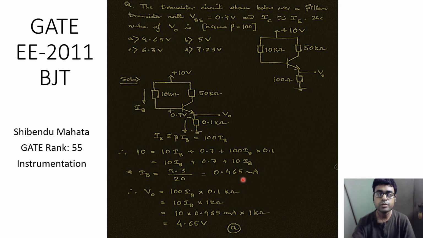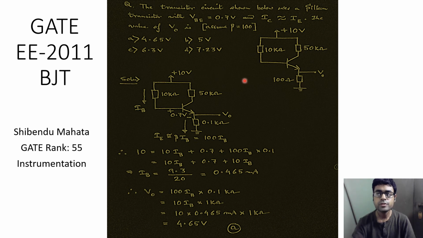So if we substitute this value over here, then the output voltage turns out to be 4.65 volt. So according to the question given here, Option A is the correct choice.